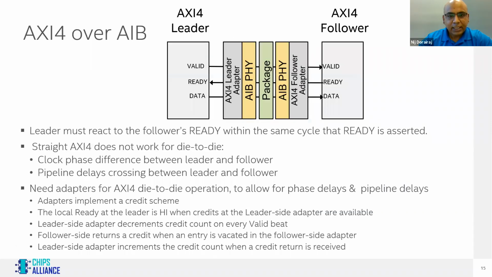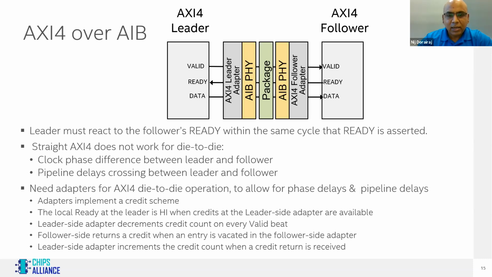Okay, next slide. So now I'll go a little deeper and talk about this AXI4 or AIB that we are building here. The diagram on the top shows an AXI4 leader and an AXI4 follower. These are the two chiplets that I talked about on the initial picture. So essentially, between these two chiplets, we are enabling AXI4, and I'll show what we need to do in between to do that.